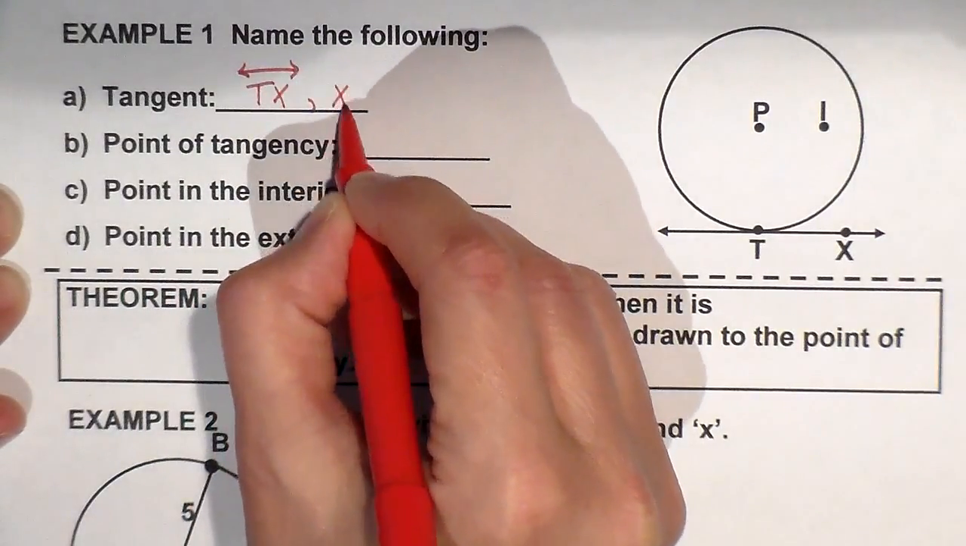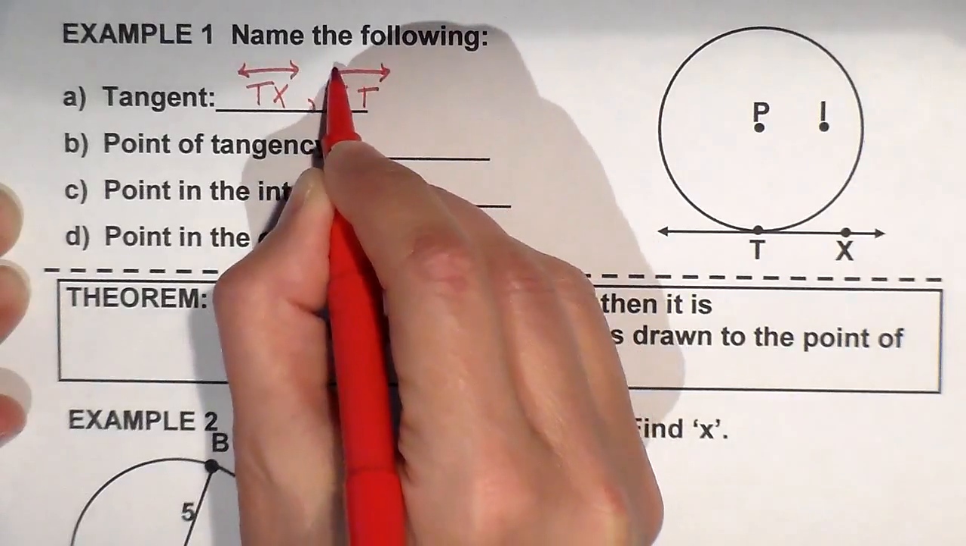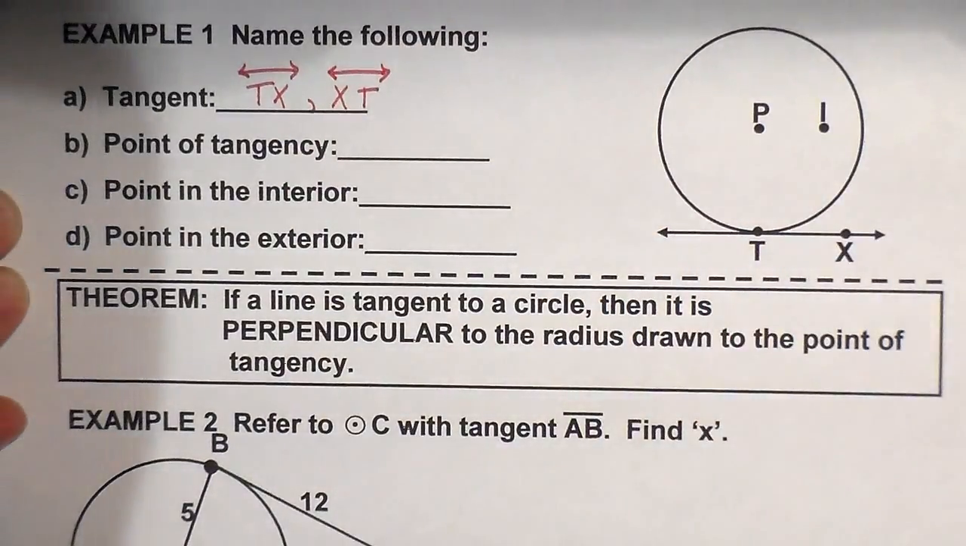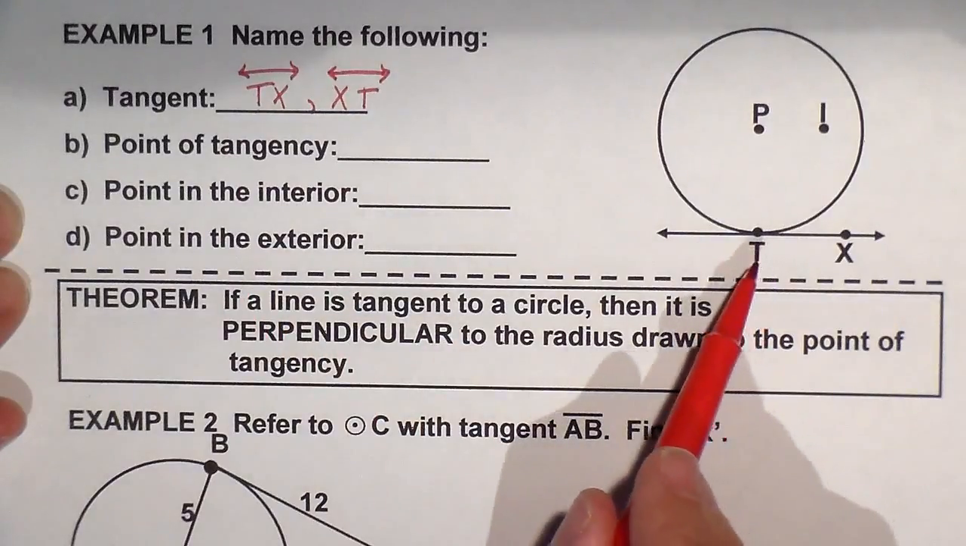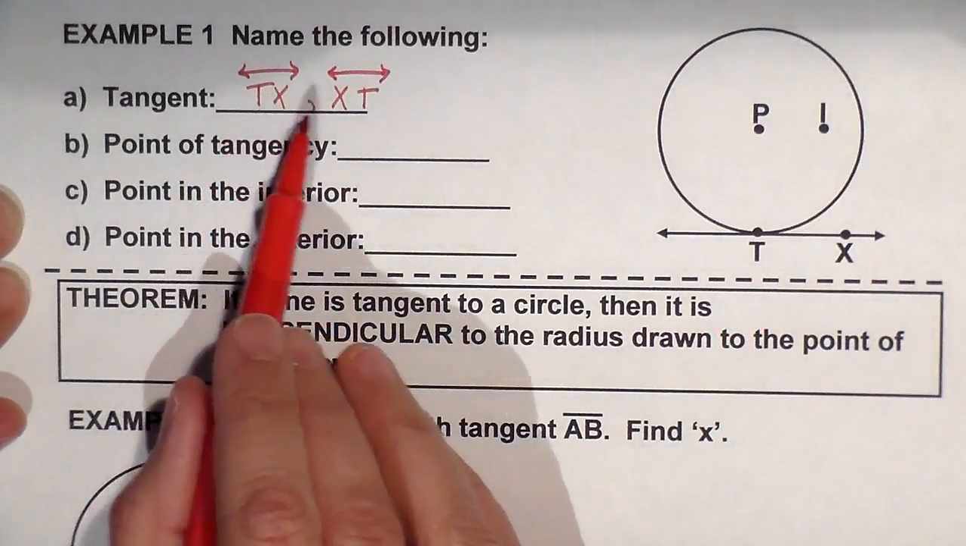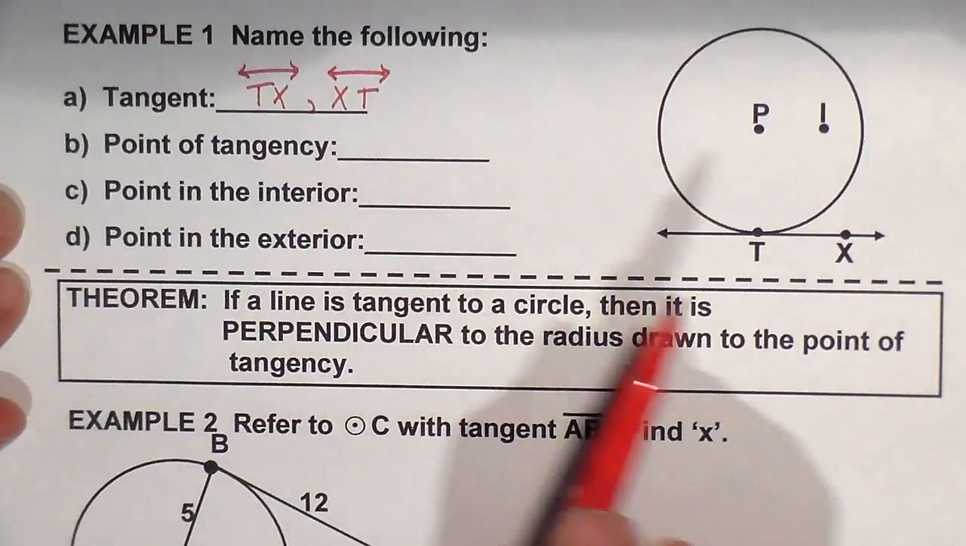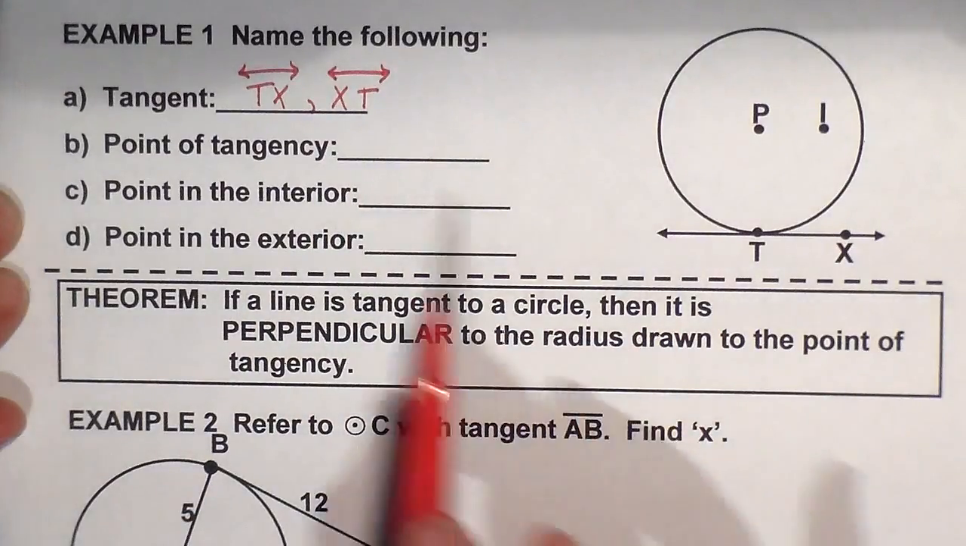You could also call this line XT. Remember, when you name a line, you pick any 2 points on that line, you can name that line with those 2 points. But you got to have the correct symbol. Notice it's got 2 arrows because lines extend infinitely in 2 directions.